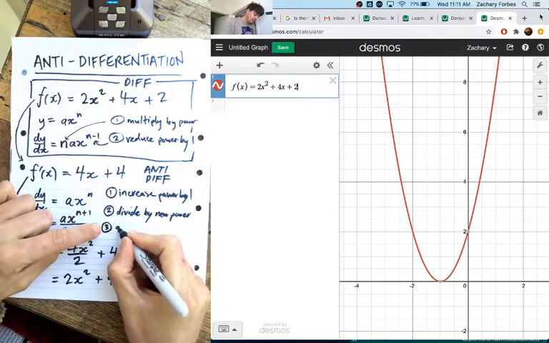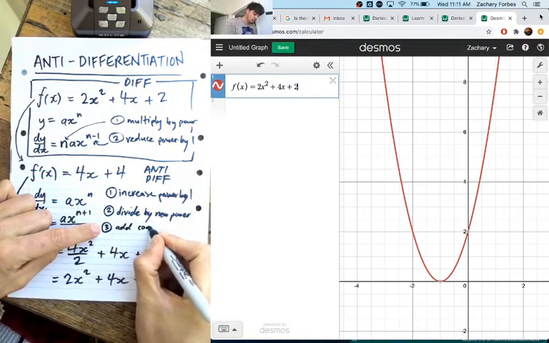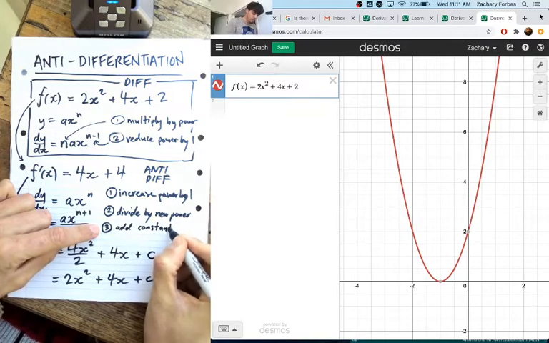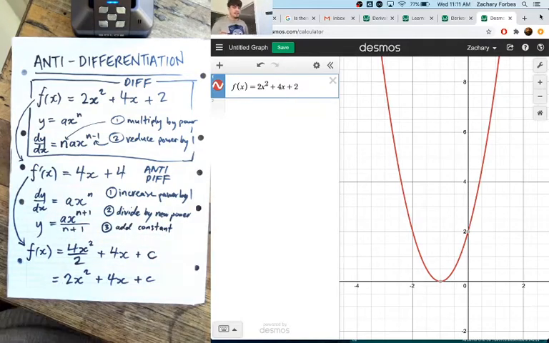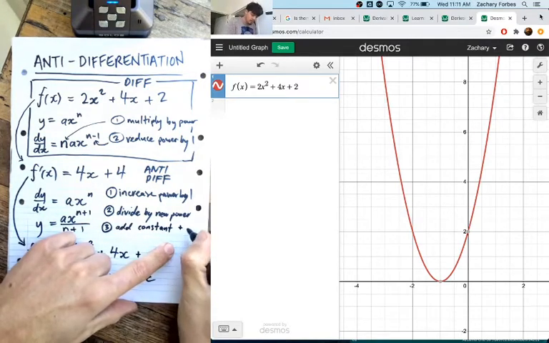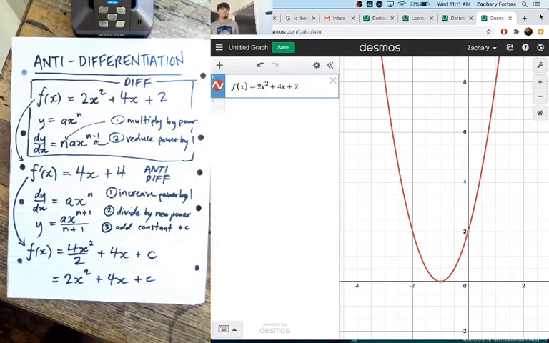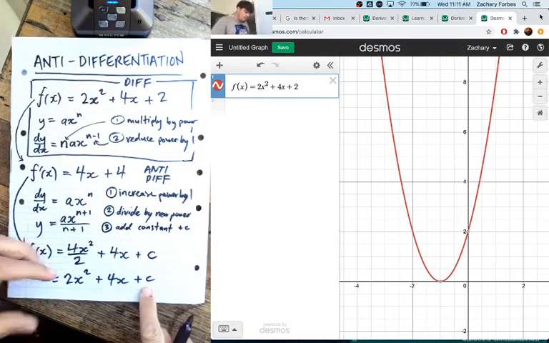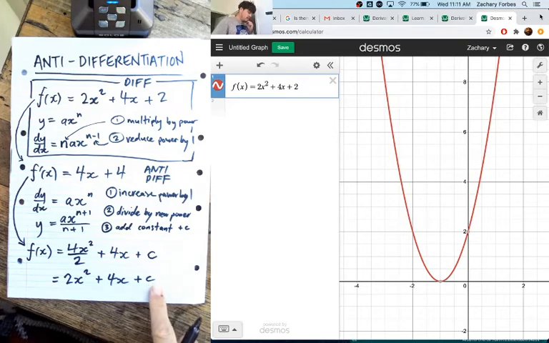So we're going to need to add constant. Right, that's step 3 when we anti-differentiate, add constant. That plus c is really important. Okay, so the question now begs, how do we find out about that plus c?